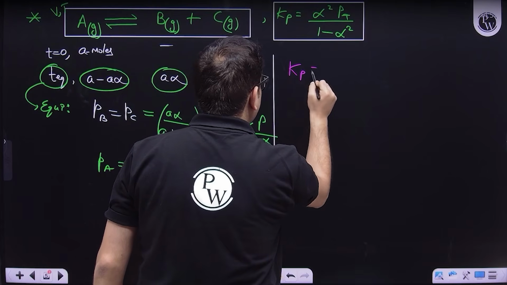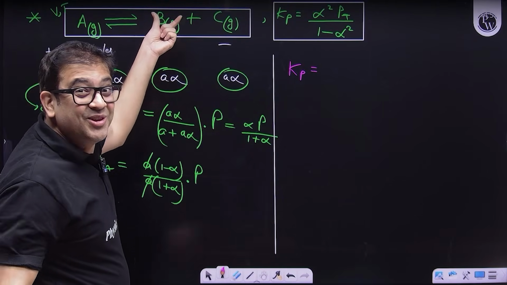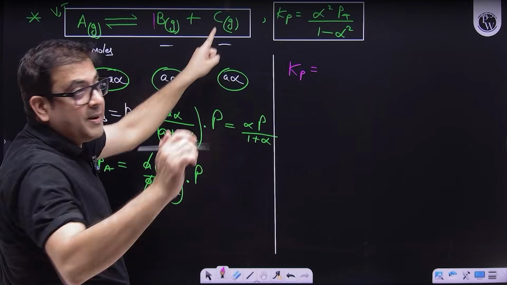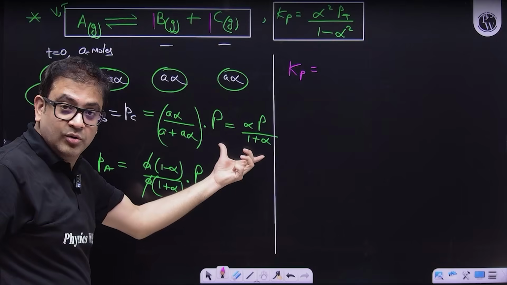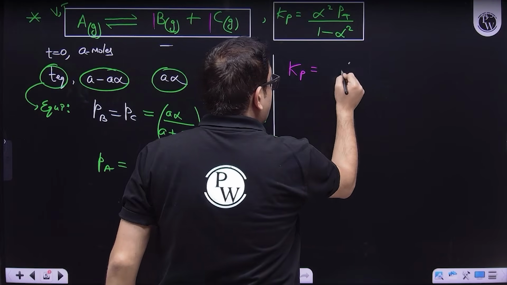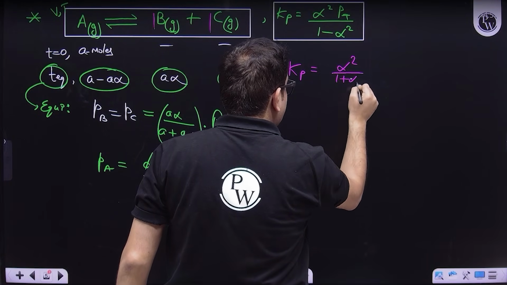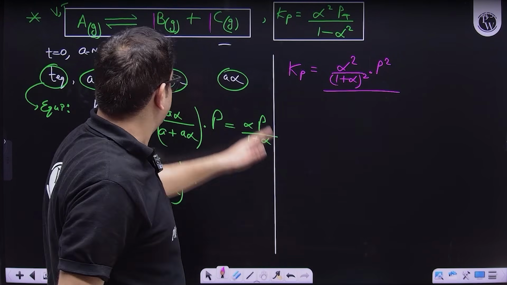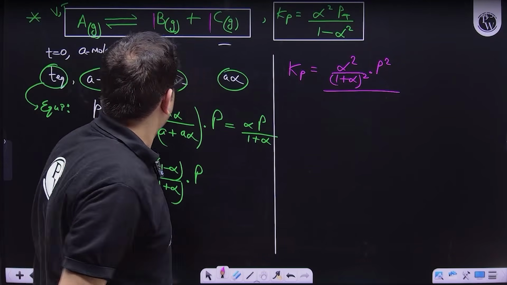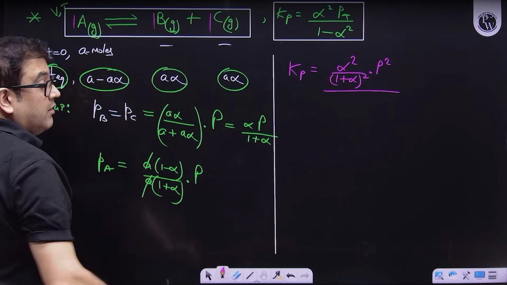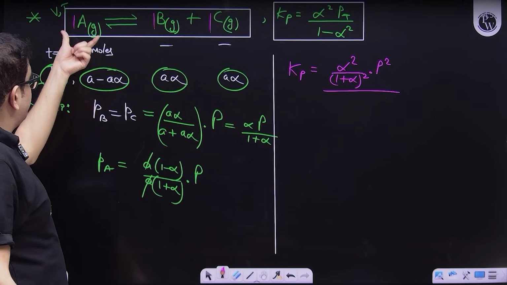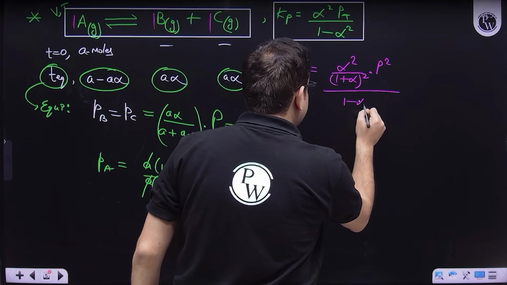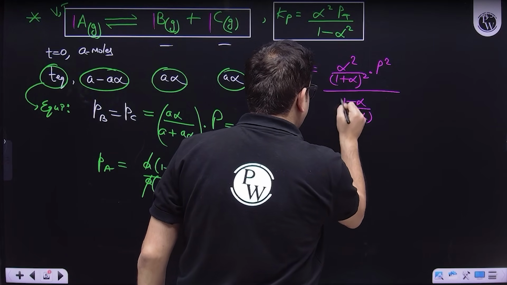So Kp will be equal to, I'm putting directly, partial pressure of B raised to the power 1. What is partial pressure of B? This. Partial pressure of C raised to the power 1. What is partial pressure of C? So this only. So I'll square it directly. So alpha square upon 1 plus alpha square into P square will come in the numerator. Partial pressure of B into C, both are same, so I've squared it, upon partial pressure of A raised to the power 1. You remember the power. So what is partial pressure of A? A minus A alpha. It is already written: 1 minus alpha upon 1 plus alpha times P.